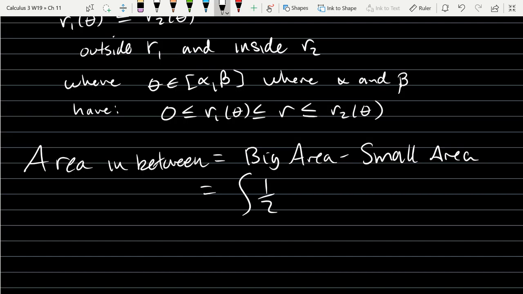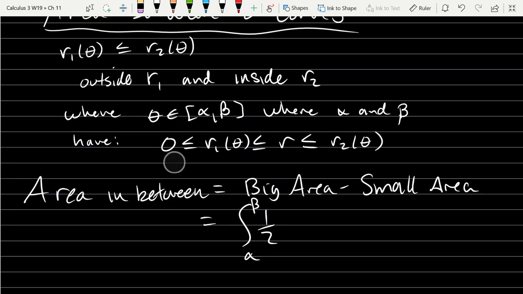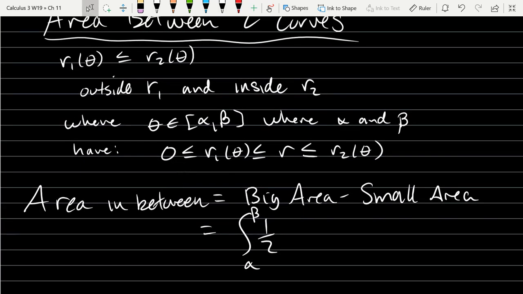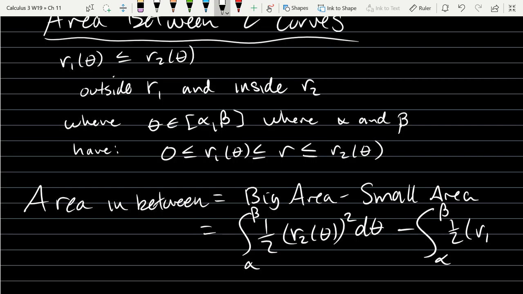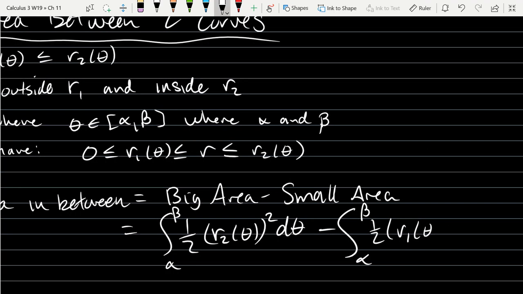So the first one will be integral from alpha to beta, 1/2. So there's two different curves. Which one is the big R, R1 or R2? R2. So the way I wrote it, R2 is going to be the big one. So this is R2 of theta squared d theta. So that's our big area. Small area, integral alpha to beta, 1/2 R1 theta squared d theta.